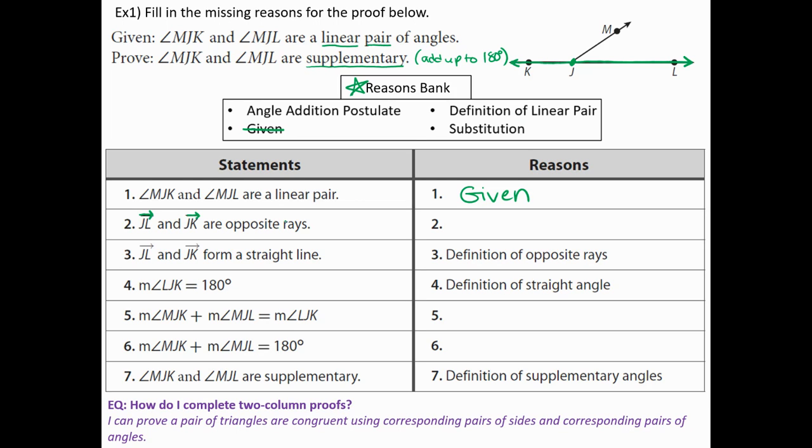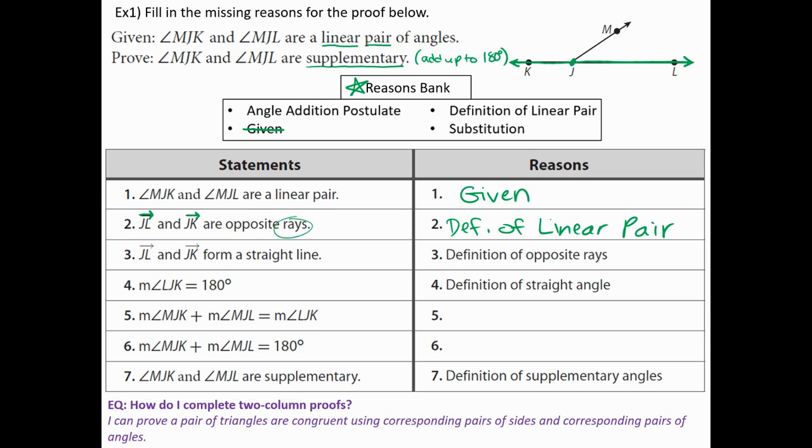Here we have opposite rays together. That's actually how we define a linear pair. It's 2 angles that make a line, and angles are created from rays. So this is actually going to be our definition of linear pair. Then the next one says ray JL and ray JK form a straight line, and that is the definition of opposite rays. So we just said they were opposite and then our reason was they're a linear pair.